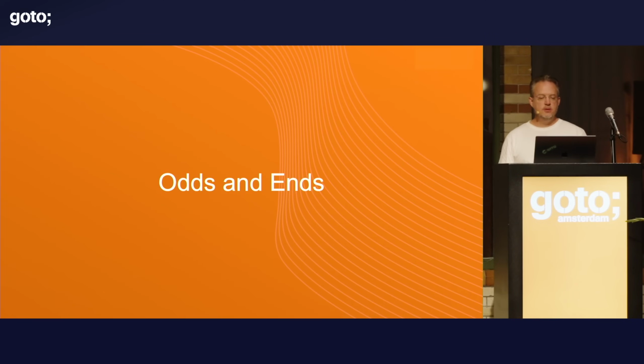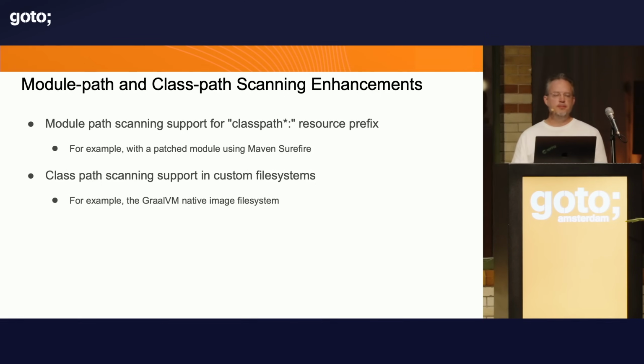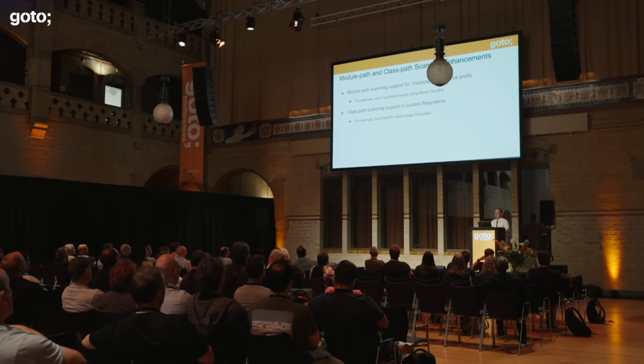A few odds and ends regarding classpath scanning. So in 6.0, we did have two major changes kind of behind the scenes you might not notice. But if you've been using module path scanning before, if you're using Maven Surefire with tests and having patched modules, it wasn't always possible to find everything with classpath scanning. And we've added in module path scanning support alongside our traditional classpath scanning support if you're using the classpath*: prefix. And for file systems, now we also have custom support for scanning a custom file system.